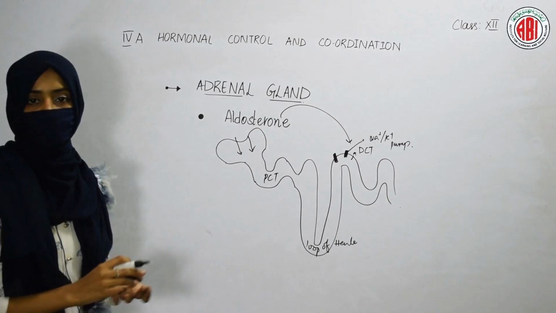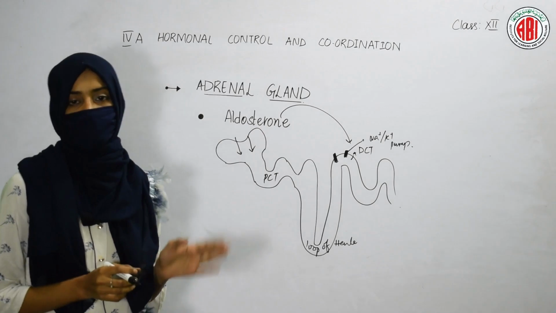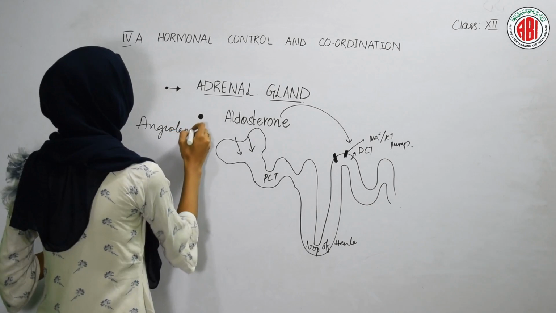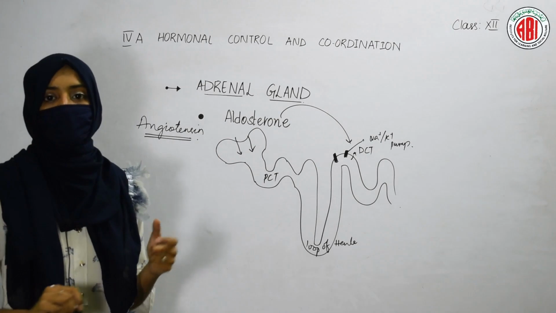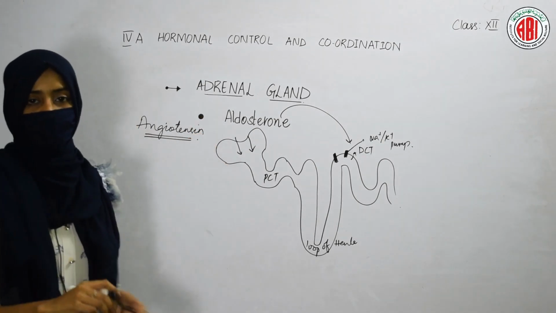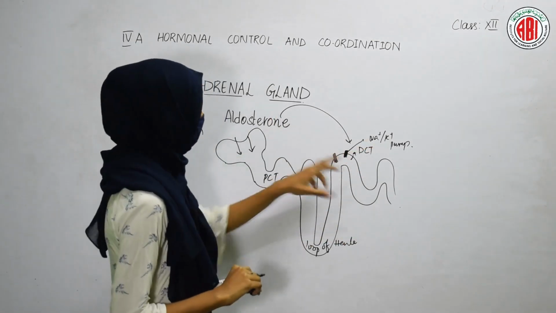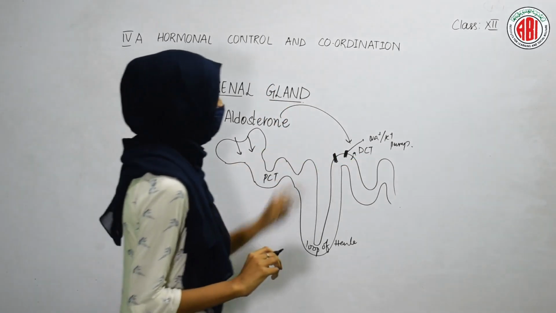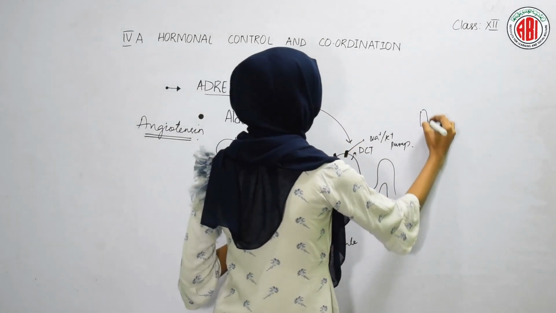So directly aldosterone will not get secreted into the blood, but there are some other substances, some precursors like angiotensin. So angiotensin substances are responsible for the secretion of aldosterone. Once the aldosterone gets secreted, it activates the sodium potassium pumps that are found in the DCT, that is in the distal convoluted tubule. When the sodium potassium pumps open at that time, one mechanism is going to happen. We all know that mechanism.